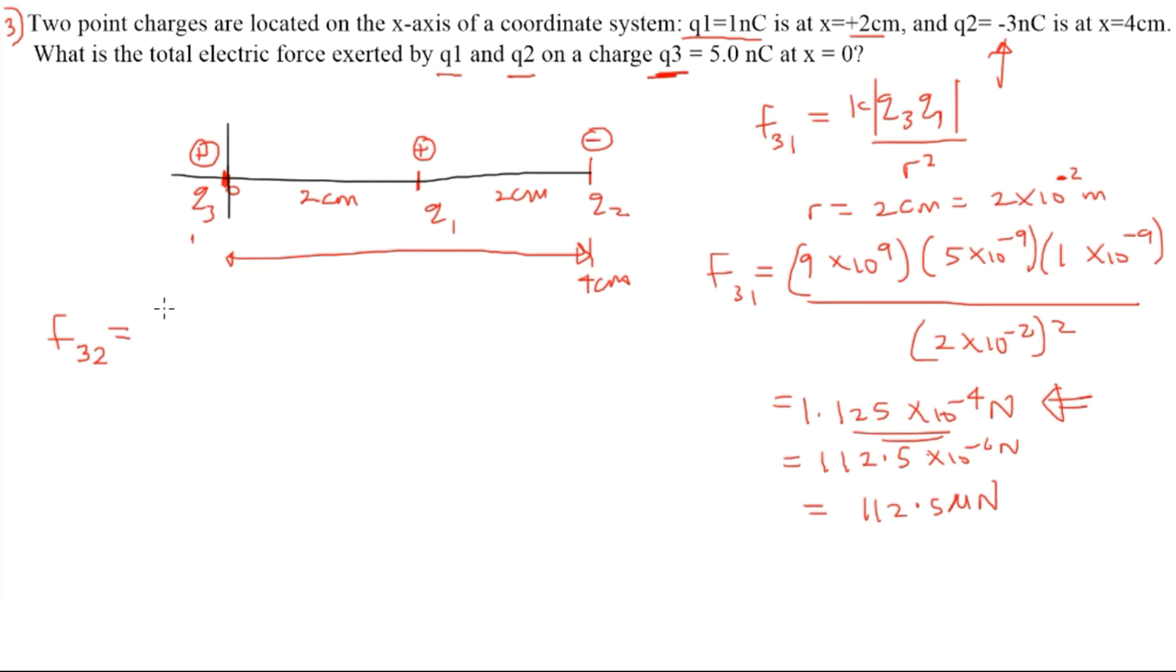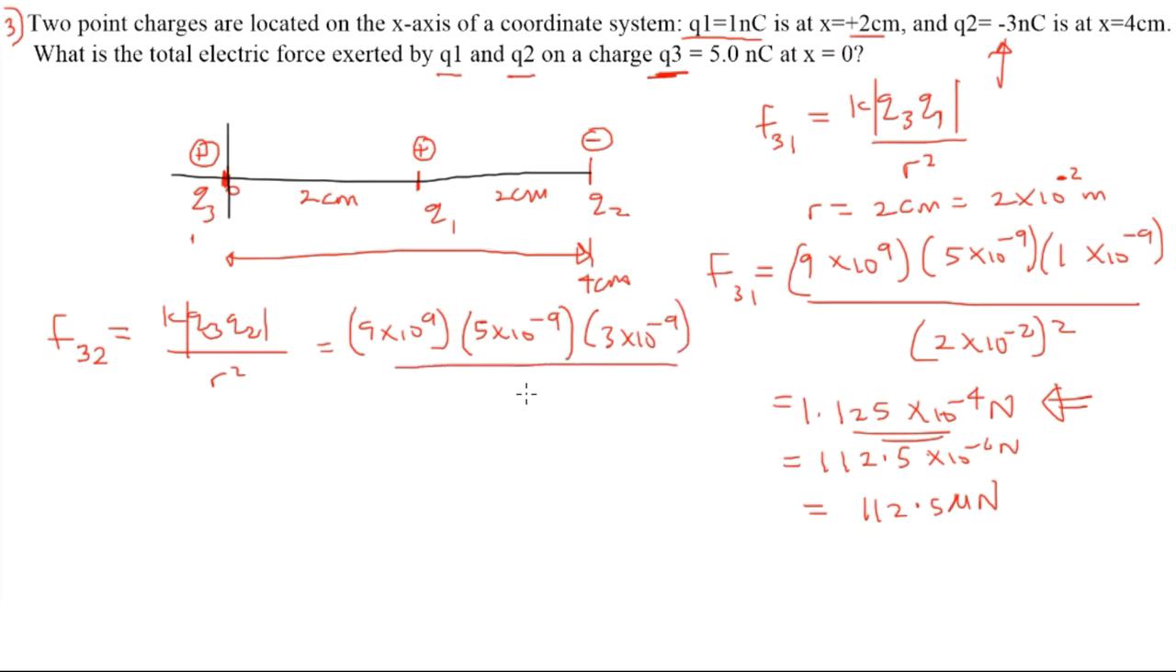Let's find the magnitude. That will also be K Q3 Q2 upon the square of the distance. That's 9 × 10^9, and then Q3 is 5 × 10^-9, that's 5 nano. And then Q2 is 3 nano, 3 × 10^-9, over the square of the distance. What is the distance between Q3 and Q2? It is 4 centimeter, and that's 4 × 10^-2, because centi means 10^-2. It is a must for you to convert 4 centimeter to meters, that's 4 × 10^-2 meters.